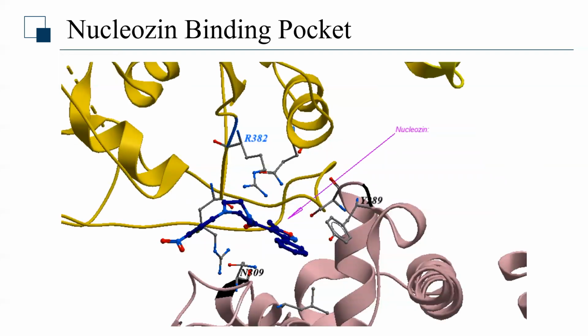The nucleozin binding pocket is formed by a combination of the Y289 N309 pocket from one nucleoprotein monomer and the R382 pocket from an adjacent nucleoprotein monomer through hydrophobic and weak polar interactions.